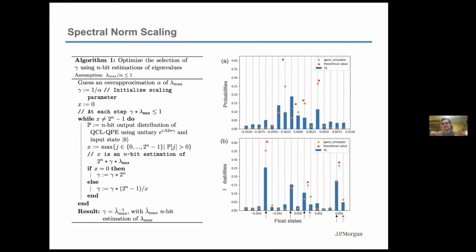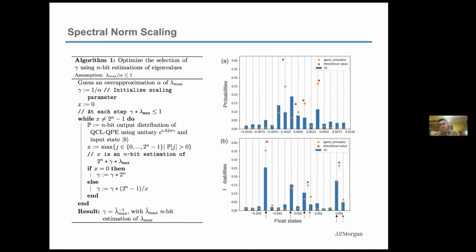So for example, if our eigenvalue is less than 1 over 2 to the n, we're going to see an estimate that's very close to 0. So what effectively happens is we perform bit shifts until we start to see an estimate that's non-zero in this distribution that has a high probability, which means we're getting closer to the maximum eigenvalue. And the maximum eigenvalue will be the one that shows up first as we do this bit shift. And so this can be done with logarithmically many iterations.